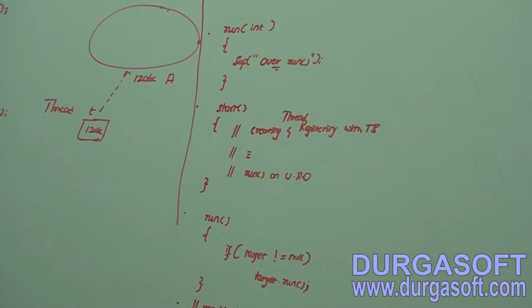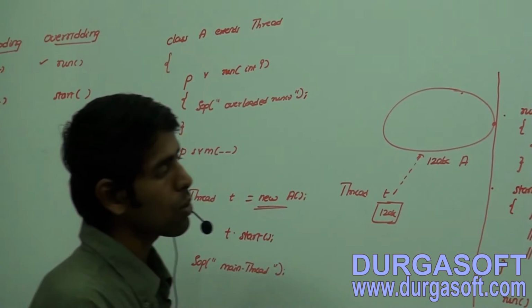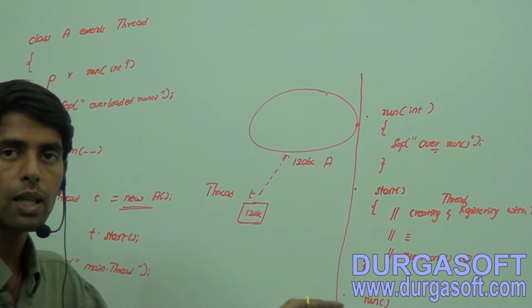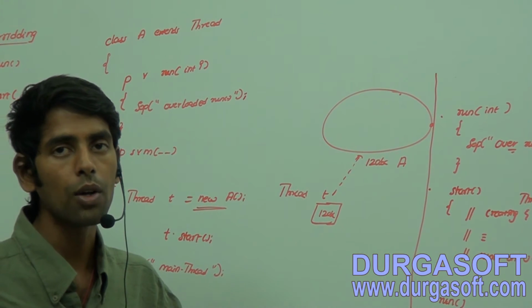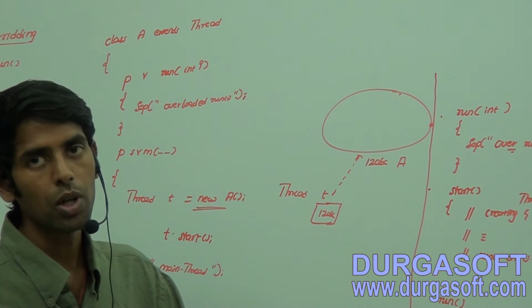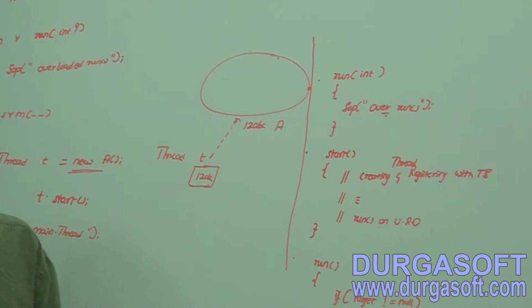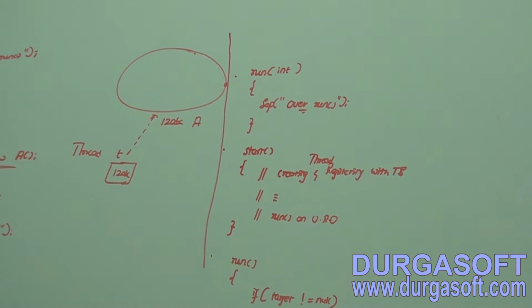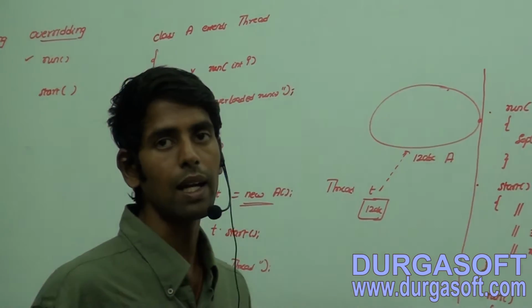Why? Because in the start method we have an implementation to call the run method which has no arguments. So it is going to call the run method which has no arguments. So this method is going to get called, and we are going to see nothing in the console. Now let us put this code in the system and let us compile and execute it.